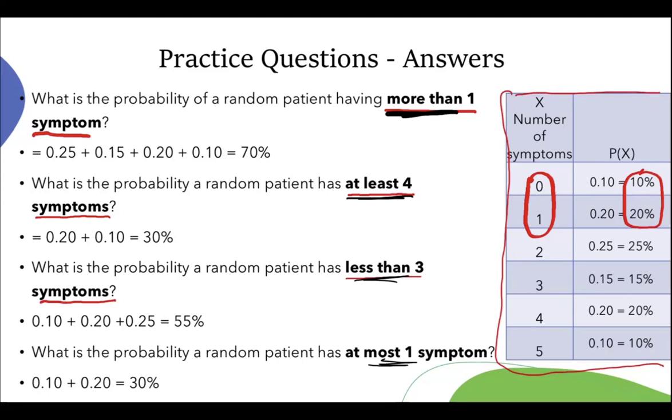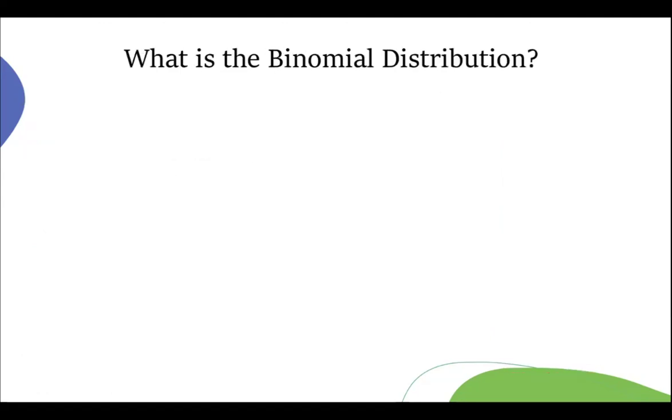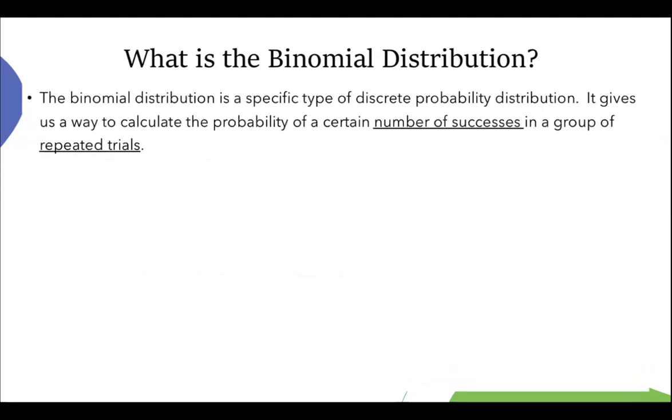For the next part of the lecture, we're going to discuss something called the binomial distribution, and we are going to be using our calculator for a part of this. The binomial distribution is a specific type of discrete probability distribution. It gives us a way to calculate the probability of a certain number of successes in a group of repeated trials. So we're looking for successes and we're looking at the number of trials.